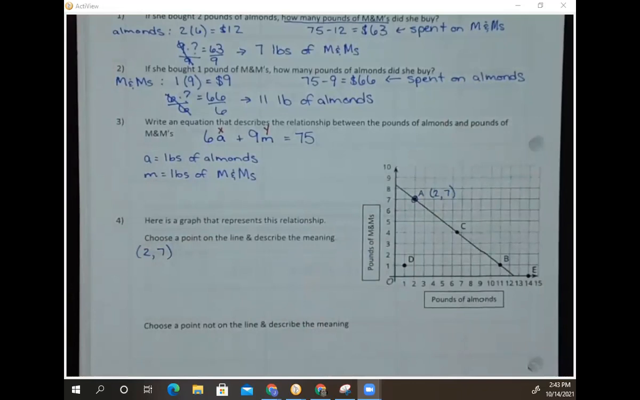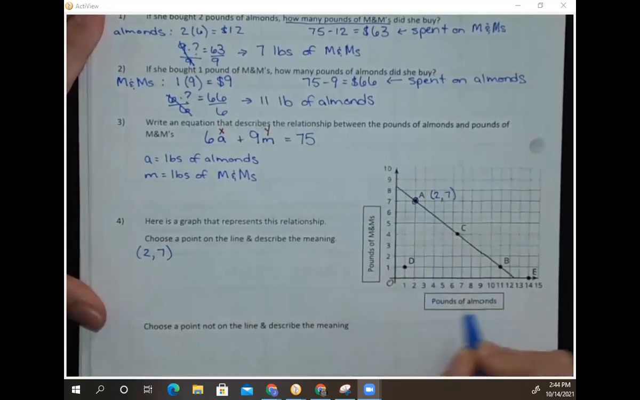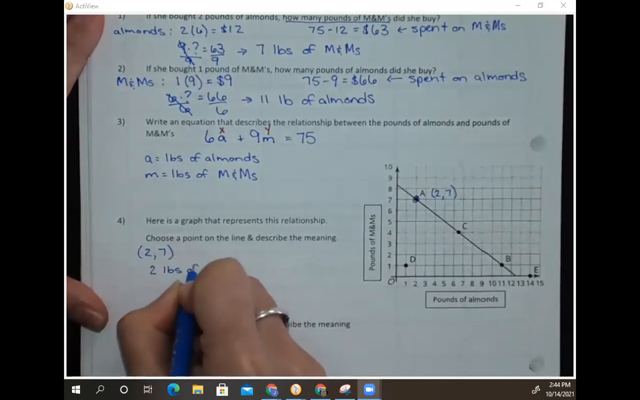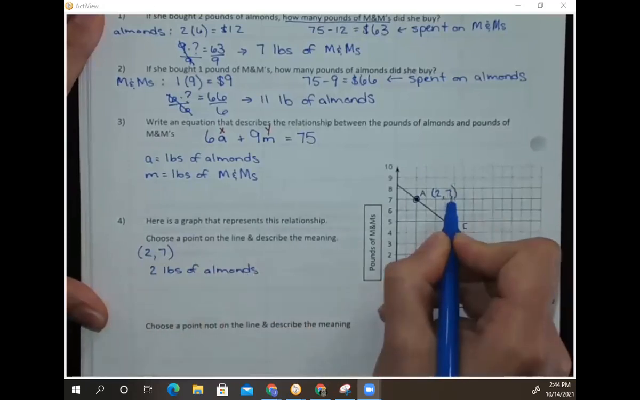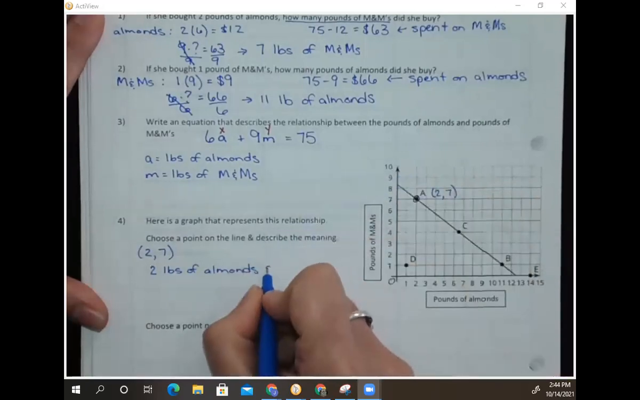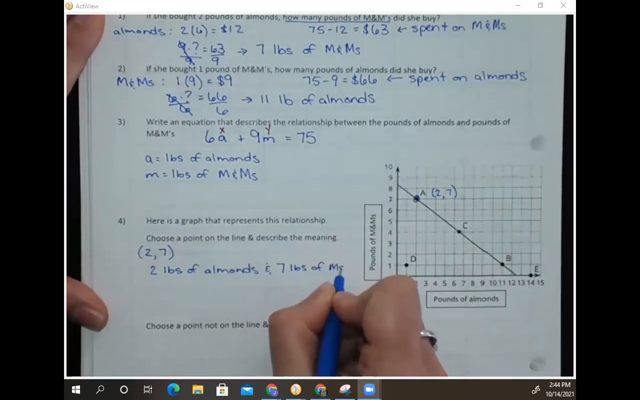Now, you guys have gotten questions like this from me before, right? What does the point blah, blah, blah mean in the context of the situation? Okay, and so you got to tell me, well, 2 means this and 7 means this. So in the context of this situation, 2 is talking about how many pounds of almonds we bought. 2 pounds of almonds. And then 7, our Y value, would be how many pounds of M&Ms we bought. So 2 pounds of almonds and 7 pounds of M&Ms.